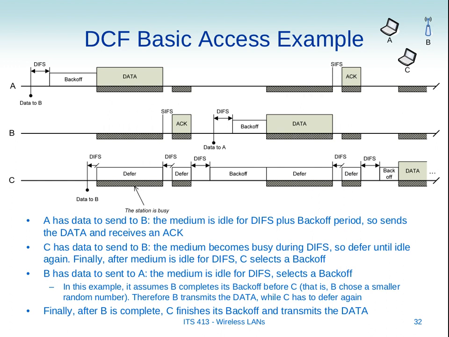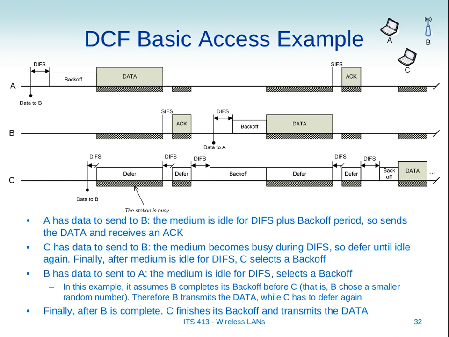And then what happens? It starts transmitting. That is, the access point starts transmitting. The access point completed its back off period. No one was transmitting during that time. It wasn't interrupted. So DIFS, back off, transmit data. Same size as what A transmitted, just to keep things simple.